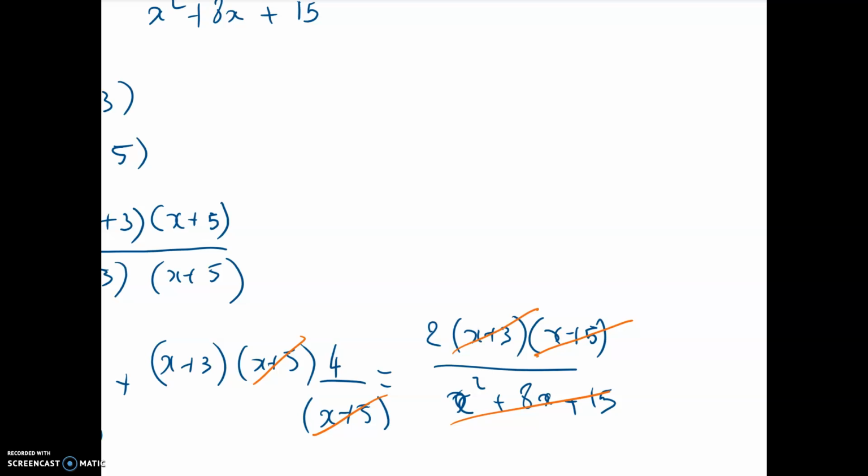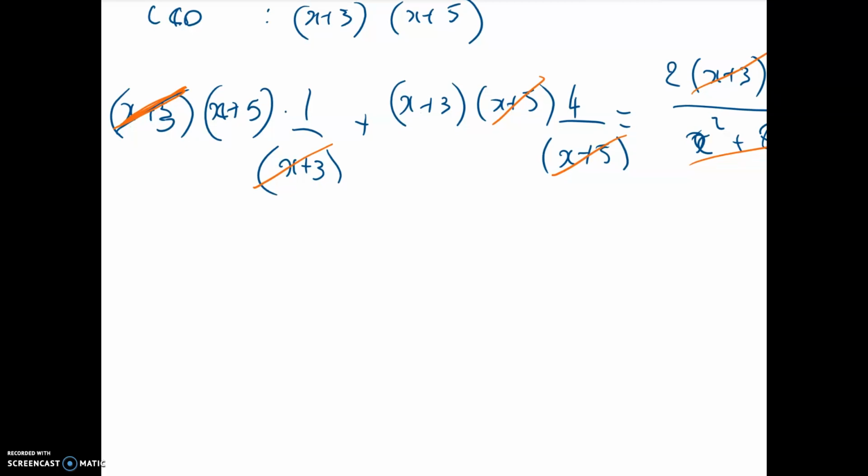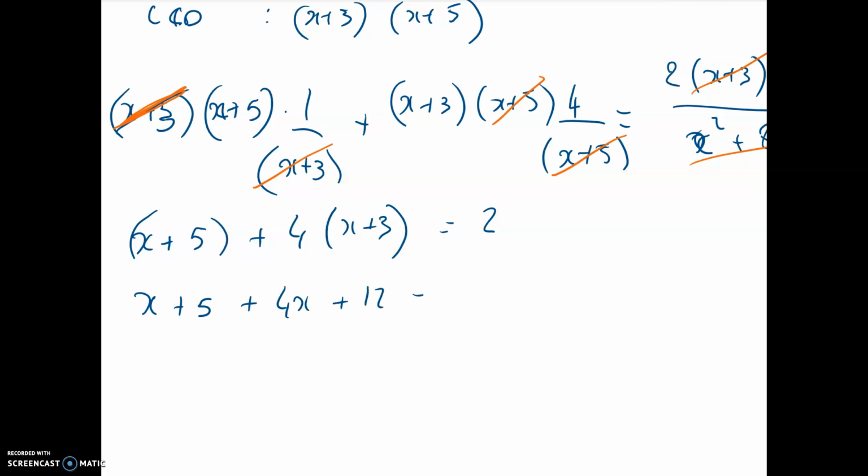And this is again a plus. So I end up at the end of the day with an equation: x plus 5 plus 4 times x plus 3 equal to 2. So x plus 5 plus 4x plus 12 equal to 2, so 5x plus 17 equal 2, so 5x equals minus 15, and so x equals minus 3.